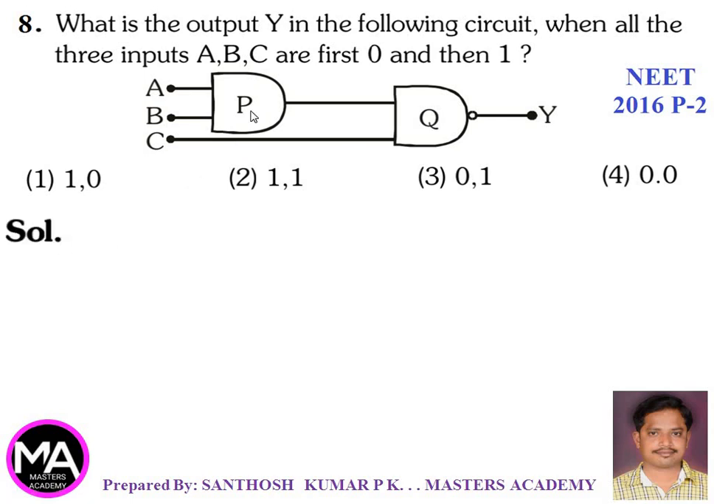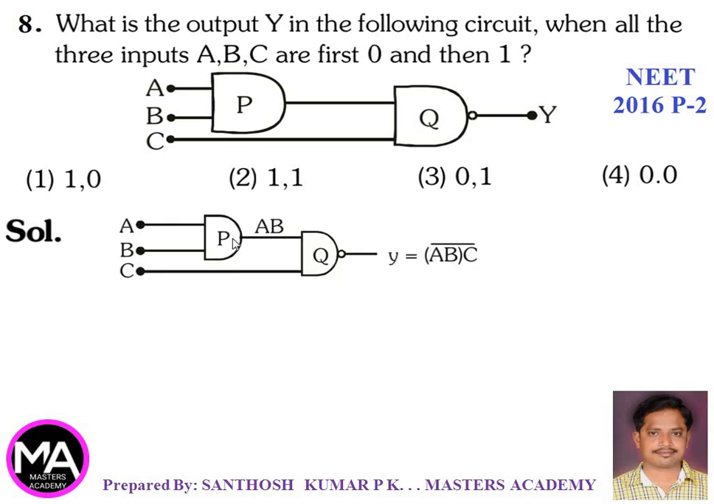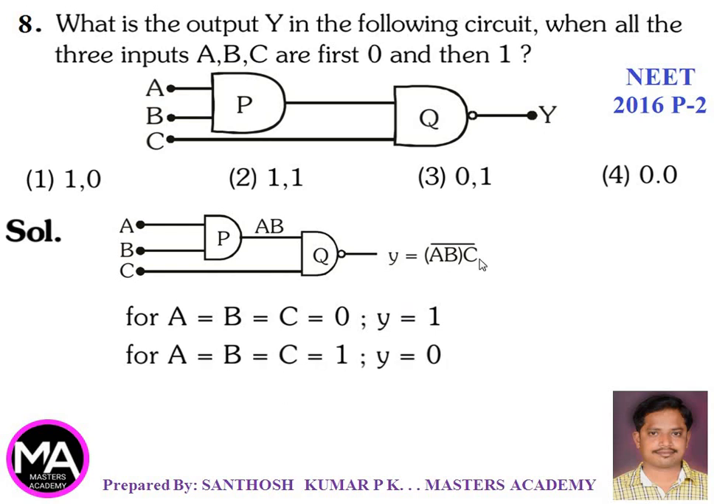Here P is an AND gate and Q is a NAND gate. The input of P is A and B, therefore its output is A into B. So this output A into B acts as the first input of Q, and another input is C. Therefore A into B into C. So this is a NAND gate, therefore A into B into C whole complement. Now first case, when A, B and C are 0, 0 into 0 into 0 is 0, complement of 0 is 1, so output is 1. When A, B and C are 1, 1 into 1 into 1 is 1, its complement is 0, therefore output is 0. Therefore the answer is 1 and 0, which is there in option first one.